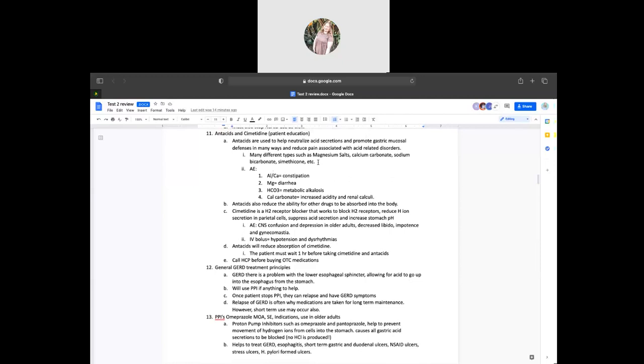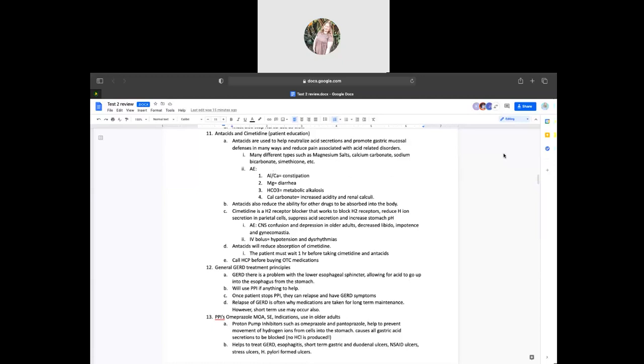Antacids and cimetidine. We need to define both of these medications first. Antacids are used to help neutralize acid secretions and promote gastric mucosal defenses in many ways, and reduce pain with acid-related disorders. So antacids basically decrease the amount of acid in the stomach. There are many different types out there: magnesium salts, calcium carbonate, or your Tums, sodium bicarbonate, simethicone, etc. Various side effects will come with the different types of medications that you use.